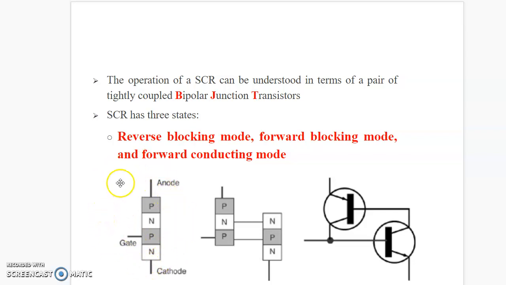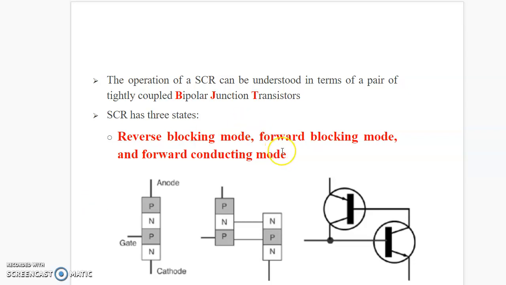But what happens if the voltage supplied to the anode goes beyond a certain point? Then breakdown occurs in junction 2. If breakdown occurs in junction 2, the SCR will start conducting, but this breakdown is not good for the SCR because it may damage junction 2, and it will not allow junction 2 to go back to reverse blocking mode, or it will permanently damage the SCR. So it is not advisable to do that.